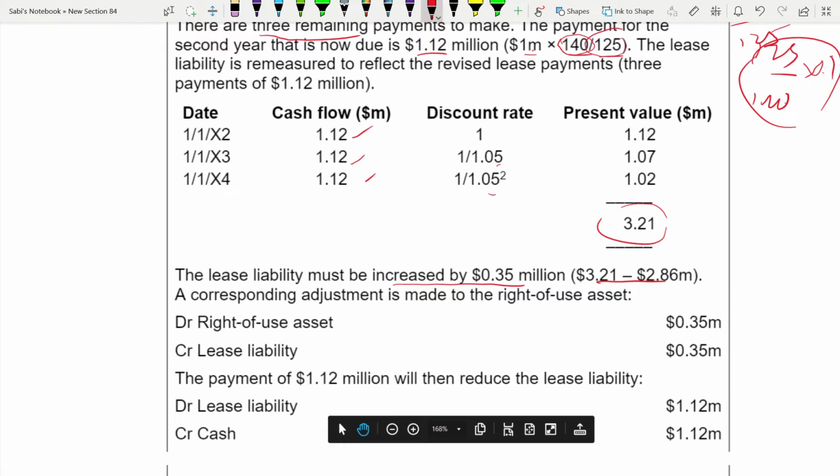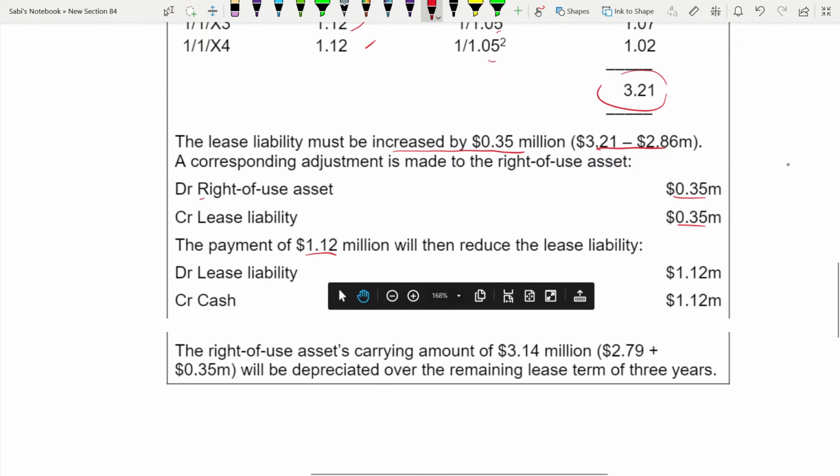Now make a corresponding adjustment. Because the lease liability increases, the right of use asset also will increase. So debit right of use asset 0.35, credit lease liability. Now the payment of 1.12 will reduce the lease liability, so debit lease liability, credit cash with that amount. Right of use asset depreciation will change. Before it was 2.79, it has increased by 0.35, now divided by 3 years to find the depreciation, which is 3.14. This is the carrying amount, sorry.